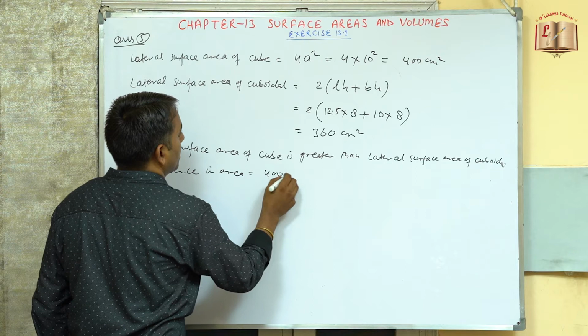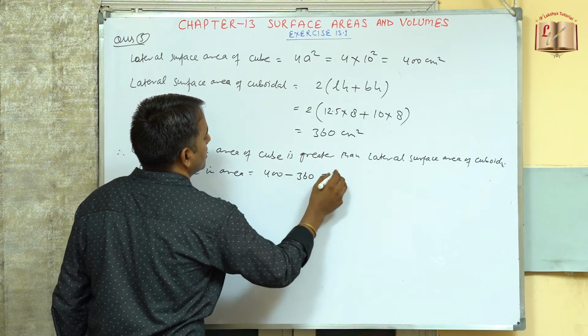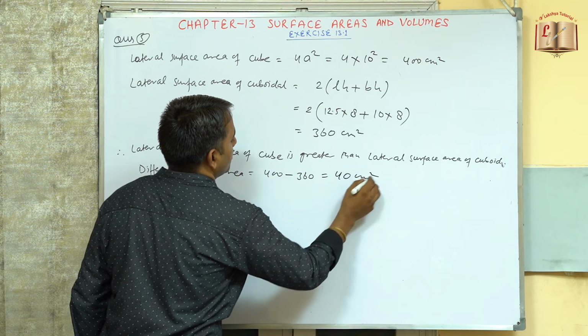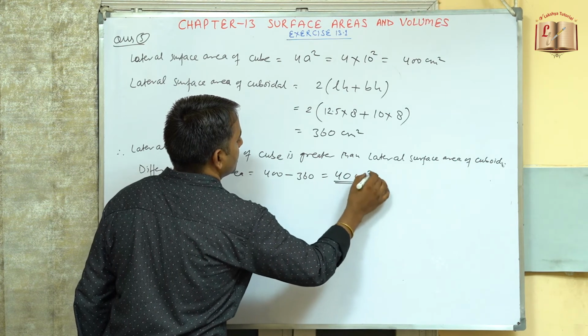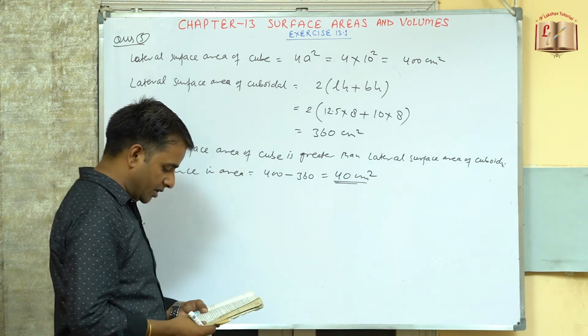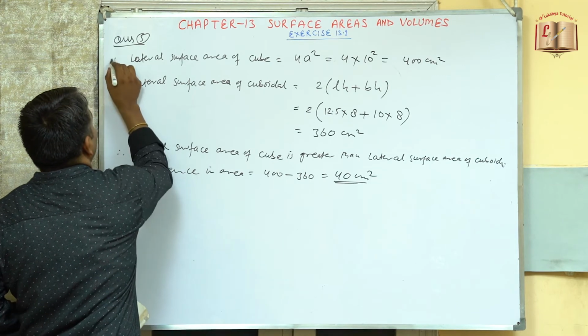Difference in area is 400 minus 360. So this is 40 centimeter square. So this area is greater by 40 centimeter square. So this is now the first part.